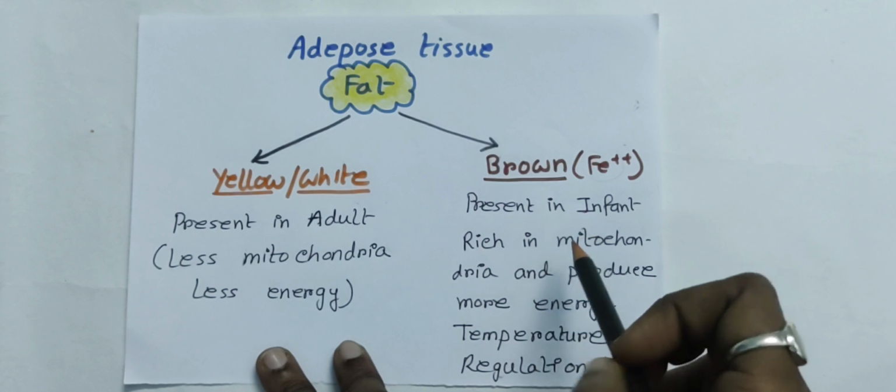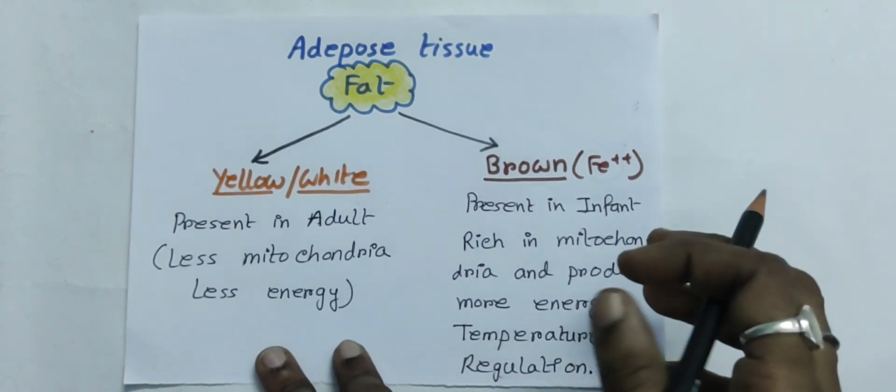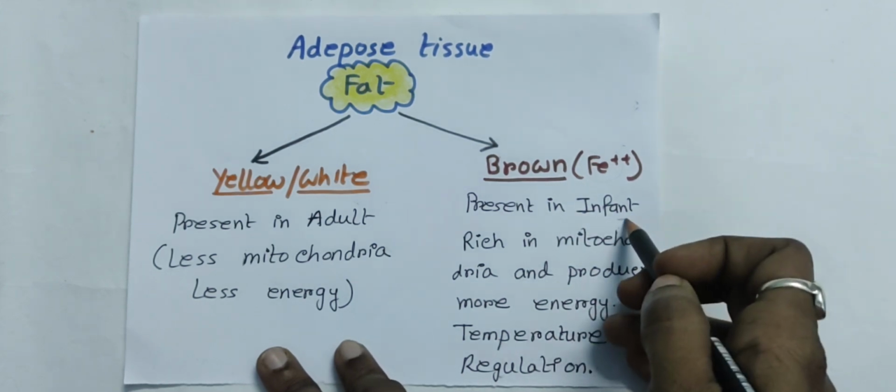And the brown fat is rich in mitochondria, produce more energy. It helps in temperature regulation. It's generally present in the infant.